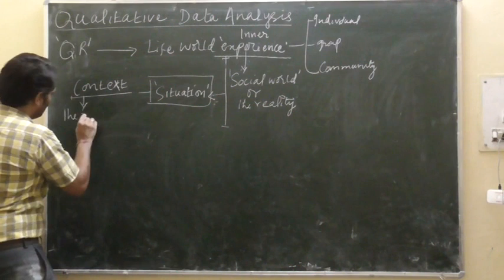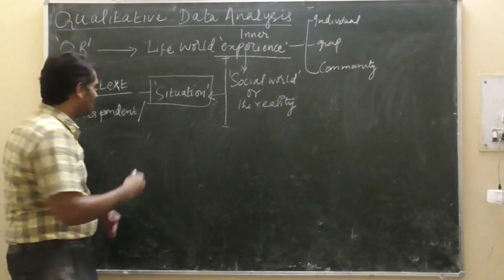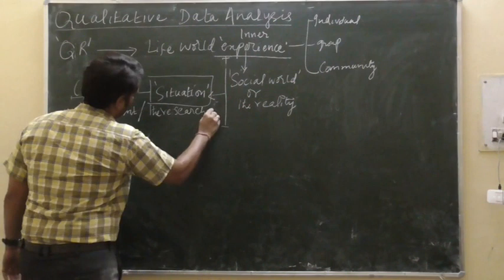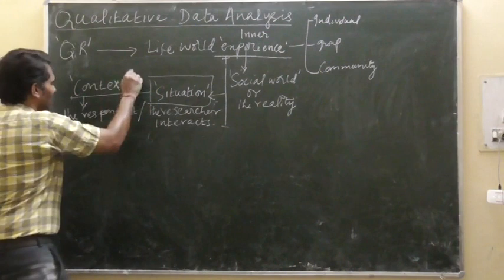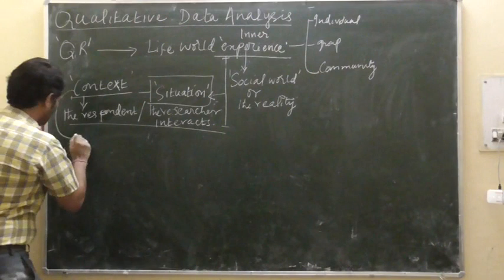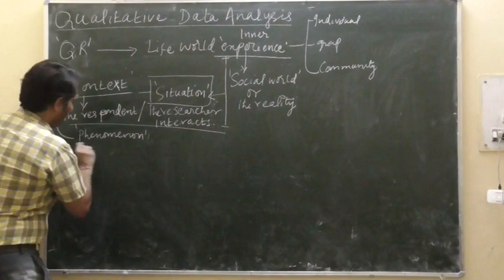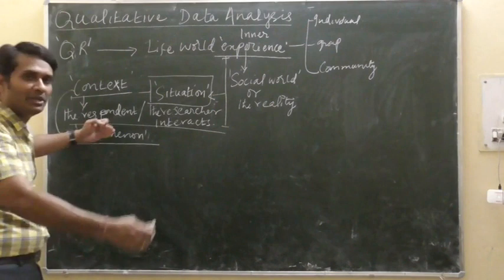the respondent as well as the researcher interacts. So you have to explain very clearly what is the context in which we are trying to understand the phenomenon. We have to clearly explain this context within which the phenomena occurs. Okay, this is number one.